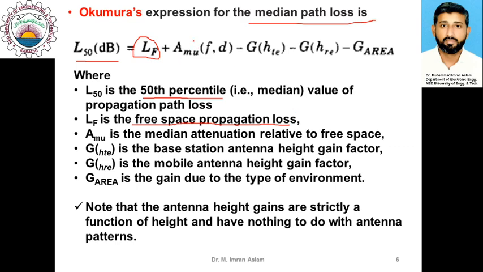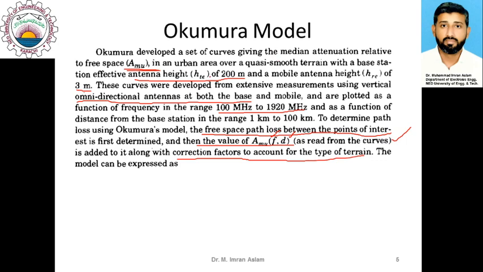This AMU is that median attenuation relative to free space, which we will calculate using the curves developed by Okumura. I will show in a while, inshallah. Second, because for the model, the reference point was used for base station, the reference antenna height was 200 meter, and for the mobile antennas, the reference antenna height was 3 meter.